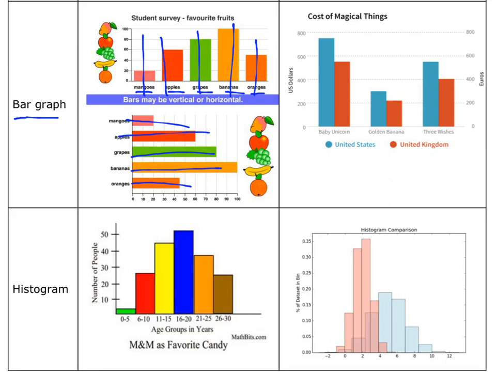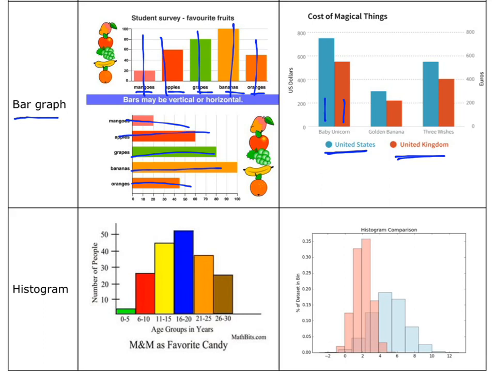If I was to do a comparison bar graph, you can see there we've got the light blue, which is the United States, and the red, which is the United Kingdom, and often we'll do a side by side, and that gives you a way to nicely compare those different things.